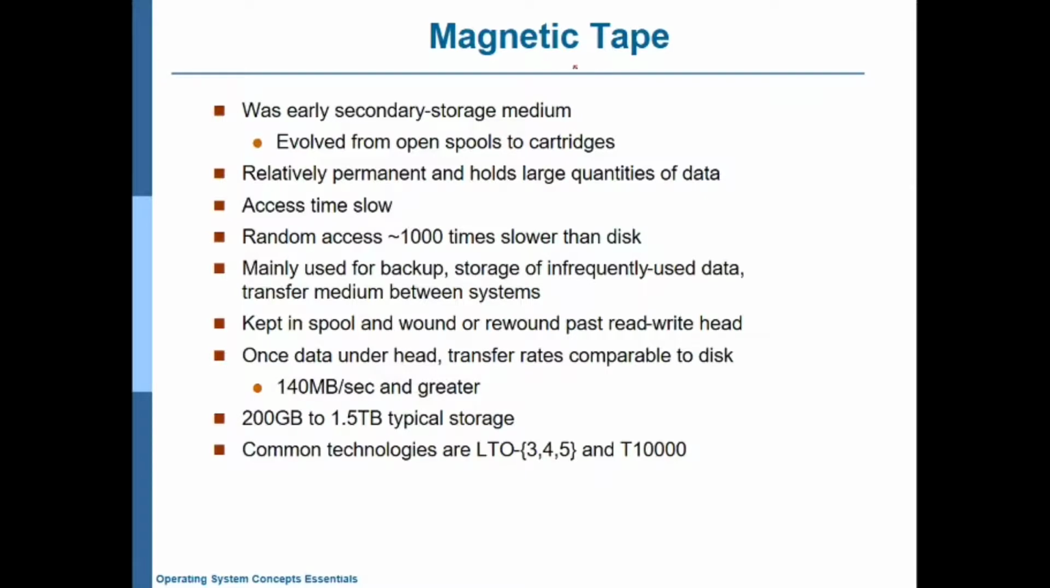So now we'll see a comparison of the magnetic type and how it works. This was earlier a secondary storage medium. There was the floppy disk. I hope you have seen a floppy disk, something like this. Each floppy disk held 5 megabytes.